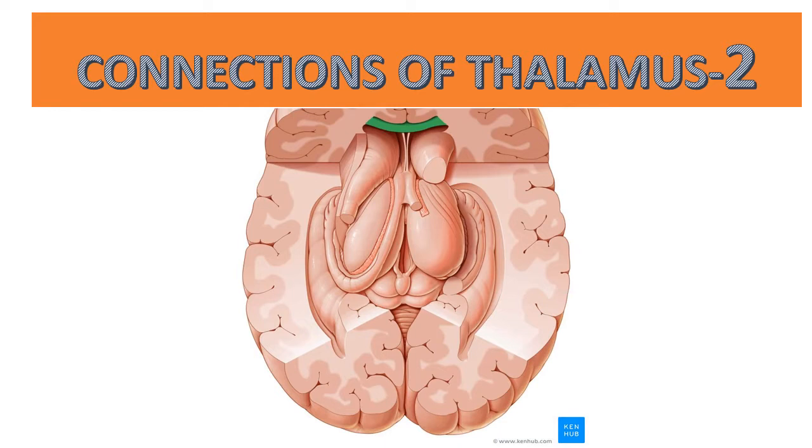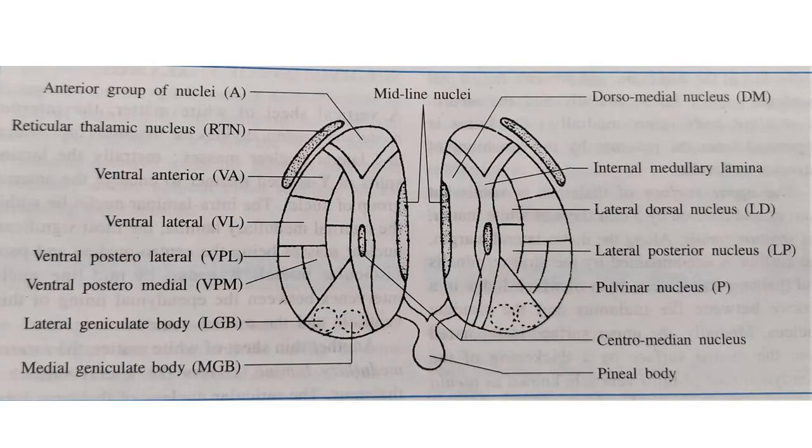Let us see that. In this picture we can identify the right and left thalamus over here. And coming to this picture, I have already shown you the internal medullary laminae, and this group we have discussed, that is the anterior group, and also the lateral dorsal nucleus, dorsal medial nucleus, and also the parvo-magnocellular parts. And now we are going to discuss the lateral group.